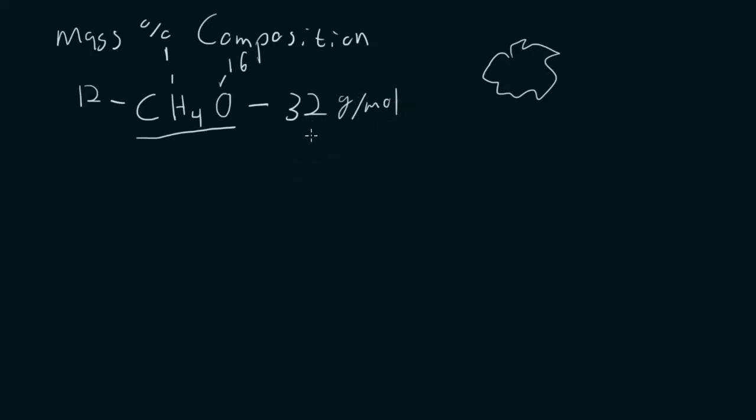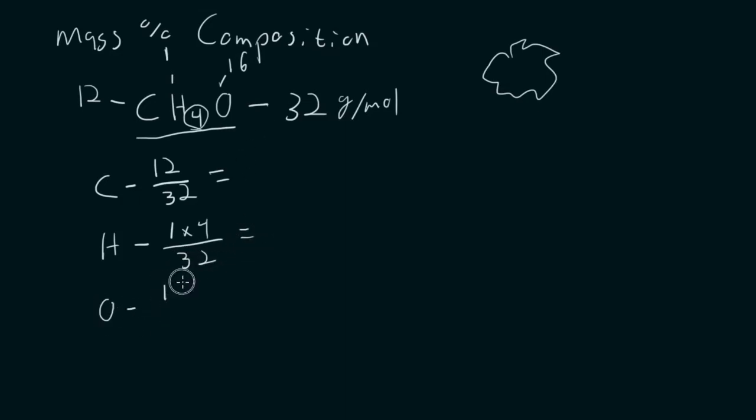Now, if I want to figure out the percent composition of each of these, that's just going to be the ratio of that one thing's mass. So if I'm looking at carbon, it's going to be the 12 divided by 32. So I can total that out. And then for hydrogen, it's going to be the 1 times 4, there's 4 hydrogens there, divided by 32. And then for the oxygen, it's going to be 16 divided by 32.